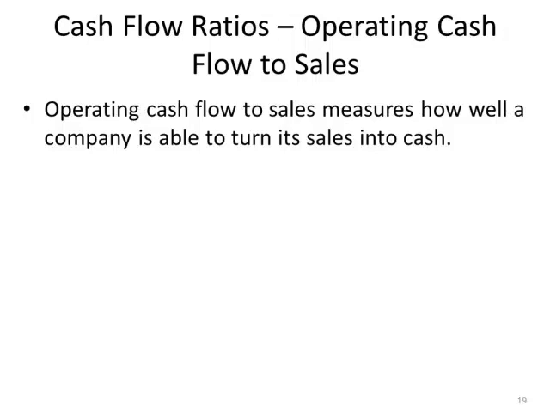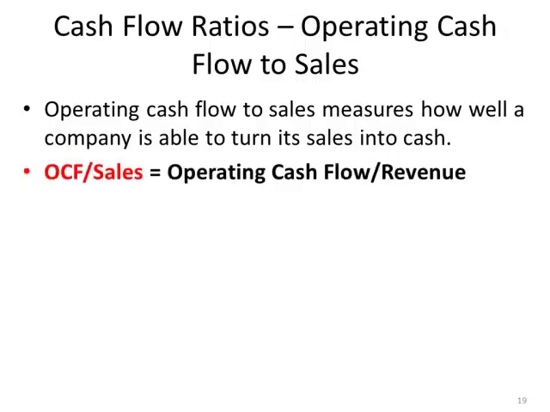So what operating cash flow to sales measures is how well a company is able to turn its sales into cash, right? And this is important because we do distinguish between the fact that when the sale is made, that is not necessarily when the cash is also received. So if we were to calculate operating cash flow to sales, we would simply take the operating cash flow in a particular period and divide it by the revenue over that period.